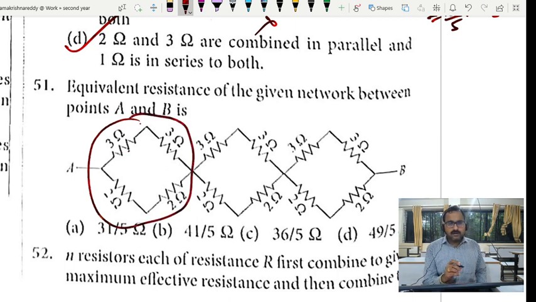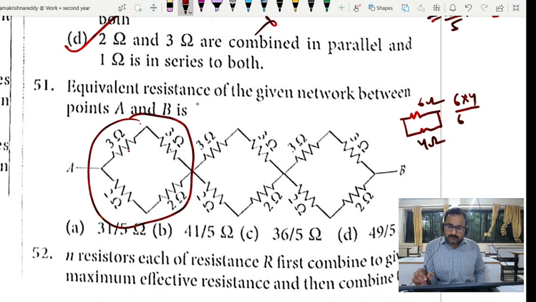3 and 3 are in what combination? Series, 6 only. Next, 2 and 2 in series, 4. So both are in parallel, meaning 6 into 4 by 6 plus 4. That is 24 divided by 10. So in the calculation you are getting 12 by 5.